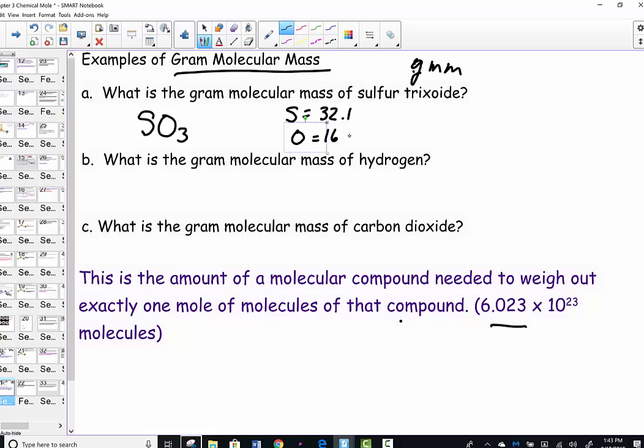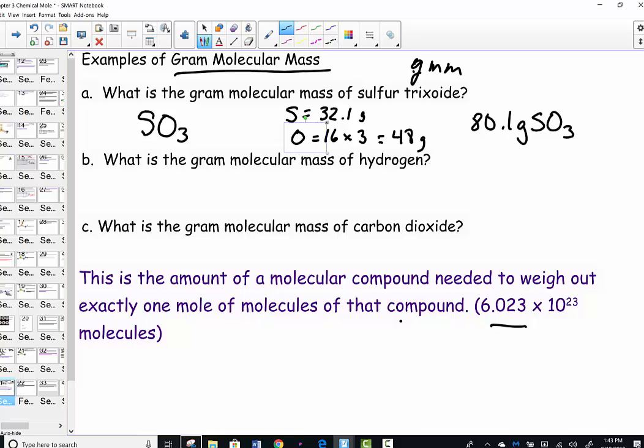Just check in with one another. How did we know there were 2 conversions in that one instead of the 1 we've been practicing so far? Each oxygen weighs 16, so the total contribution from the oxygens is 48 grams. When you add 32.1 and 48, you get 80.1 grams of sulfur trioxide. Just adding the individual atoms together gives me the molar mass, the gram molecular mass of that compound.